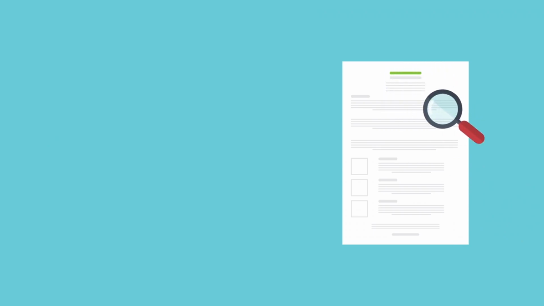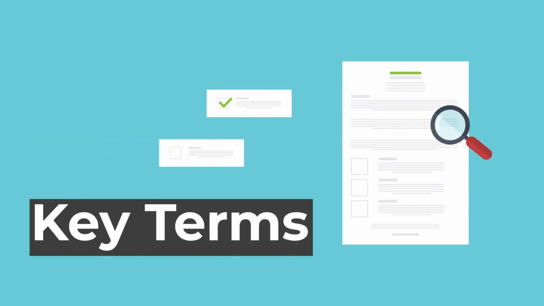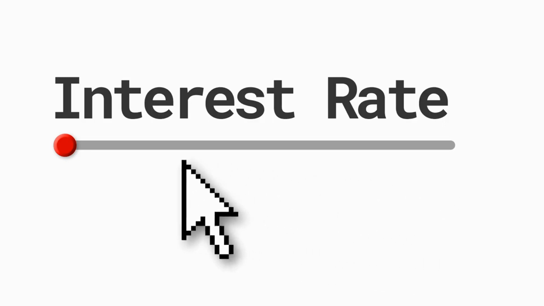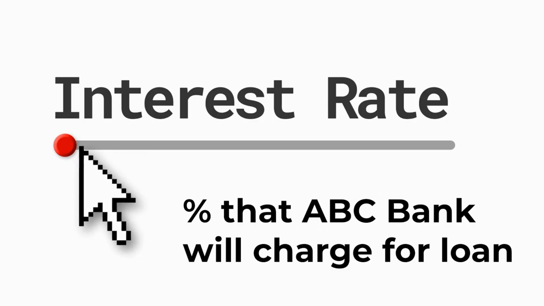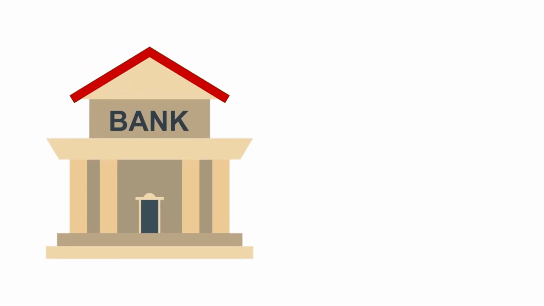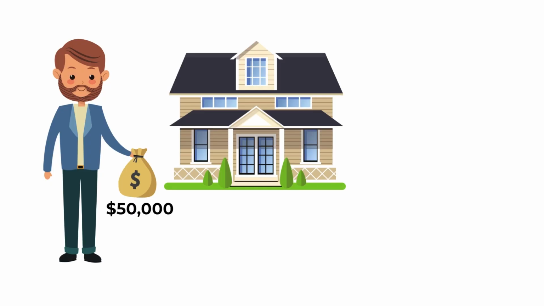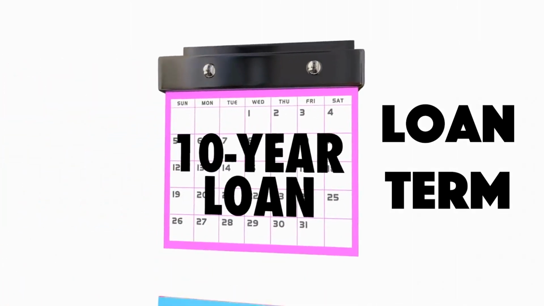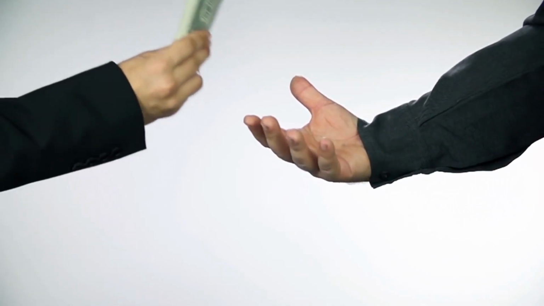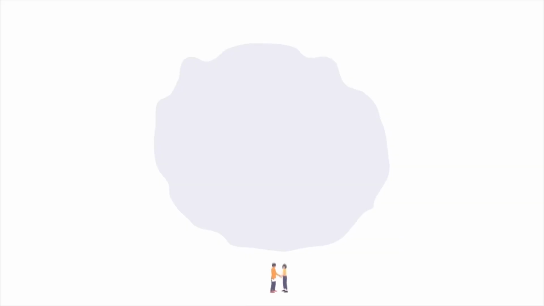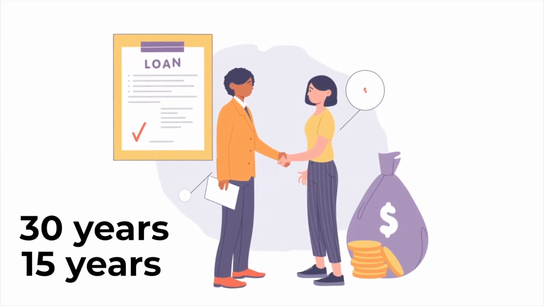So, let's talk about some of the key terms having to do with the loan itself. The first term, which we just touched on, is the interest rate. This is the total percentage that ABC Bank will be charging Robert for the loan. In this case, we'll say that ABC Bank is charging an interest rate of 5% for the loan. The next key term is the loan amount. Loan amount is pretty simple, as it's the dollar amount of the loan being made. In the above example, the loan amount is $50,000. The loan term defines the length of the loan. This usually means how long it will take before the loan is paid back. Common loan terms include 30 years and 15 years.